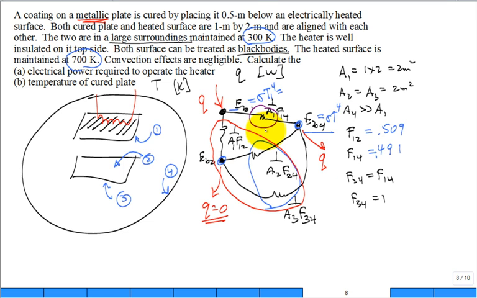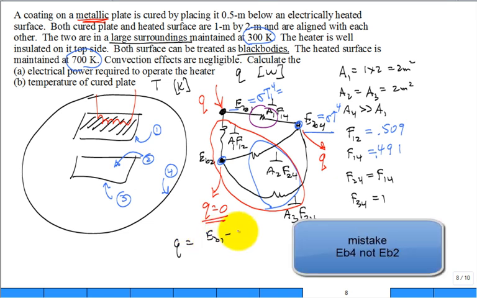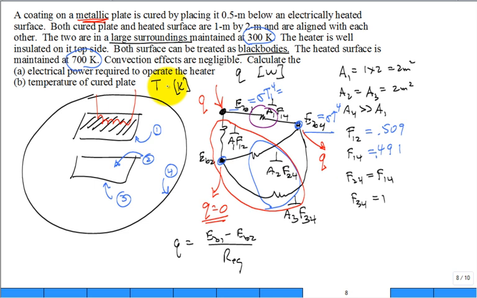Sure. So you have your areas and your view factors. Now it's combining, and so what you get is Q is equal to EB1 minus EB2 divided by R equivalent for the whole network. All right. What about the temperature of the cured plate? Once I calculate Q, how do I get the temperature of the cured plate? I really need to get EB2, don't I? If I could get EB2, then I can get the temperature of the plate.